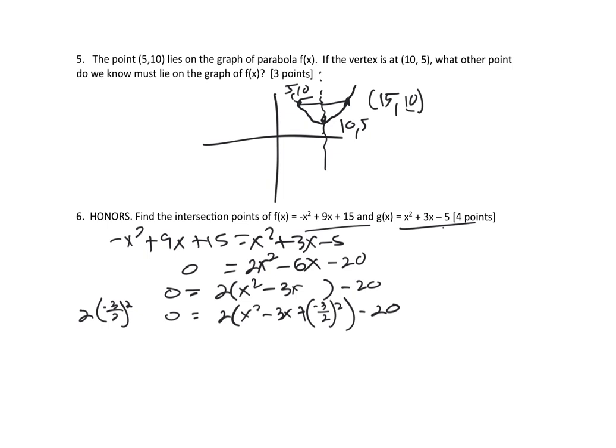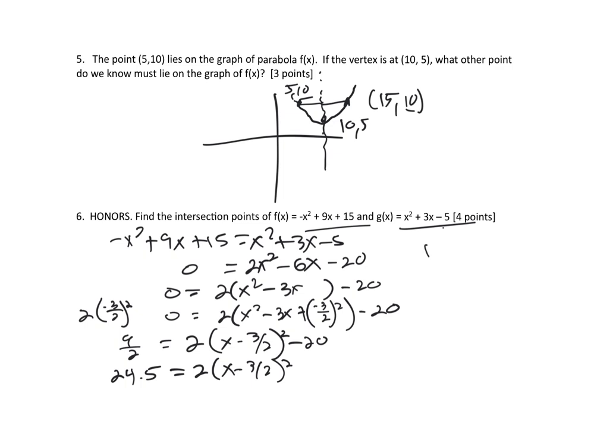So on the left side, this is going to end up being equal to 2 times 9/4, so this is going to be equal to 9 over 2, or 4.5. Equals 2 times, here we're going to factor this, x minus 3 halves squared minus 20. So we're going to add the 20 to both sides, and this is really 4.5. So we end up with 24.5 equals 2 times x minus 3 halves squared. Then we're going to divide both sides by 2 to get 12.25 equals x minus 3 halves squared.